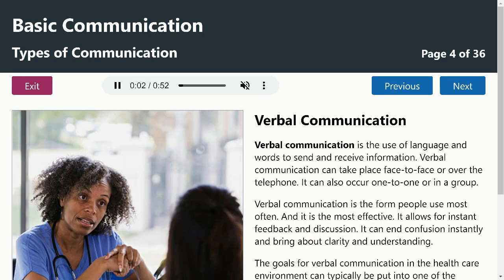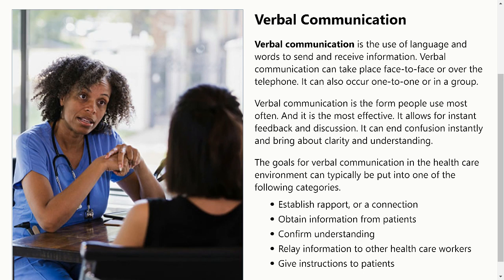Verbal communication. All right, so you have verbal communication. It's the use of language and words to send and receive information. Verbal communication can take place face to face or over the telephone. It can also occur one to one or in a group. So just like in this picture, you got a healthcare worker talking to a patient, just one on one. It could be you talking to your boss one on one. It could be like a group of doctors talking to a patient, or y'all could be in a staff meeting where it's more than two people. So it could be in a small group or in a large group.